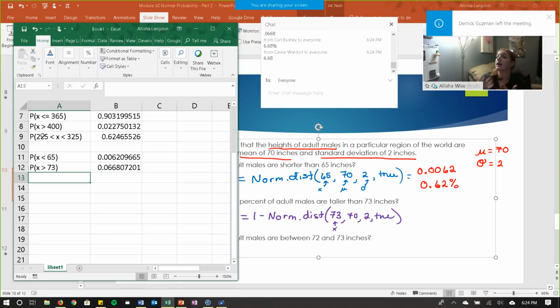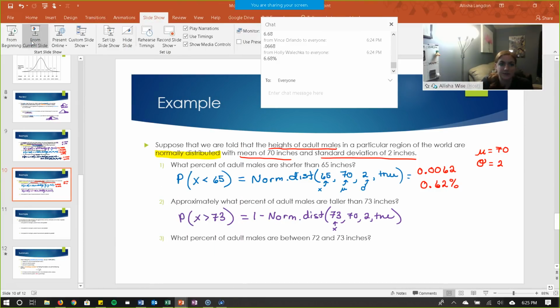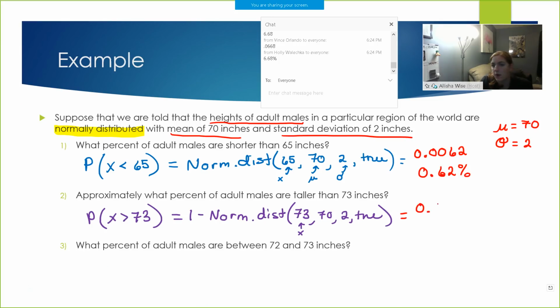Okay, so on the other end, really tall males, you're probably not going to have a ton of those, right? 6.68%, yeah, not very high. 0.0668, which is about 6.68%. So men taller than 73 inches is more common than being shorter than 65, but 6% compared to about 0.5%. So something to think about.